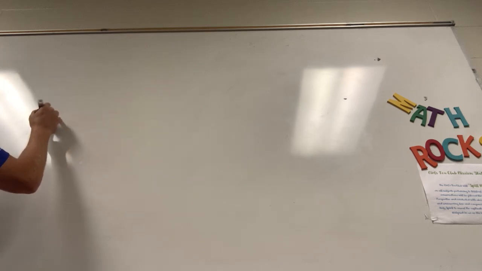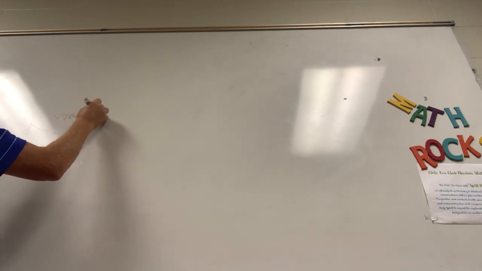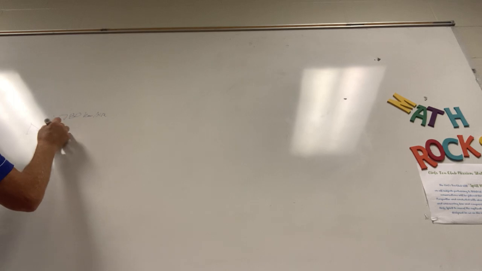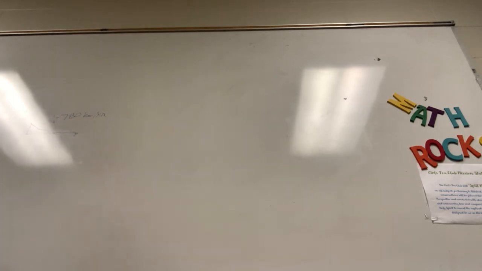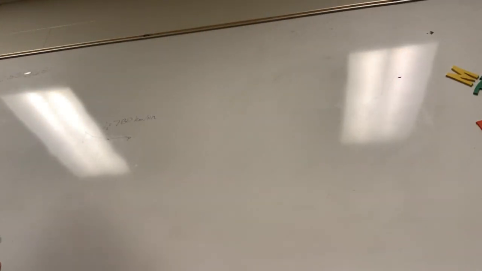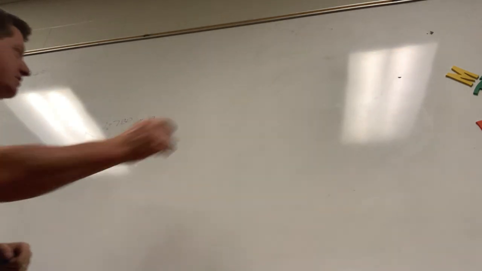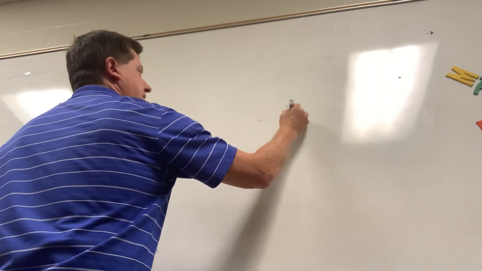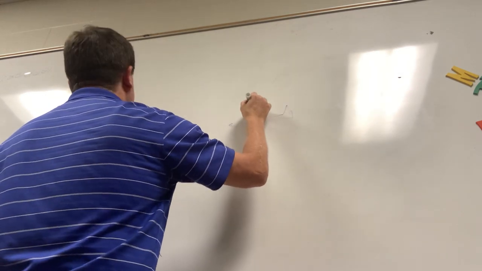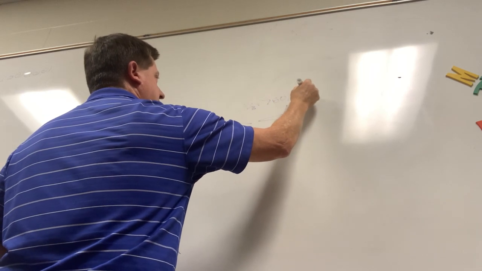Plane A. Can everybody see that? There's a glare on the screen right there, too. Plane A is going that way at 780 kilometers an hour. Plane B is equal magnitude, opposite direction. At least that's the way I read the question.